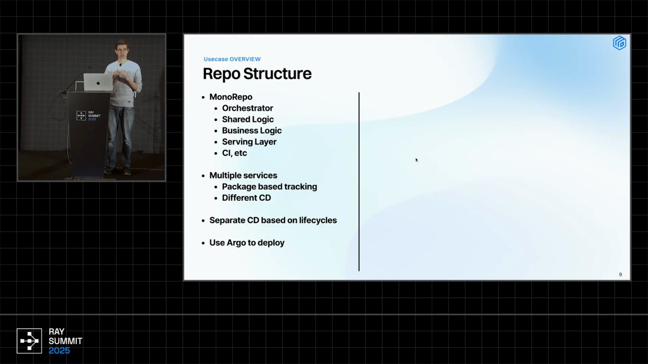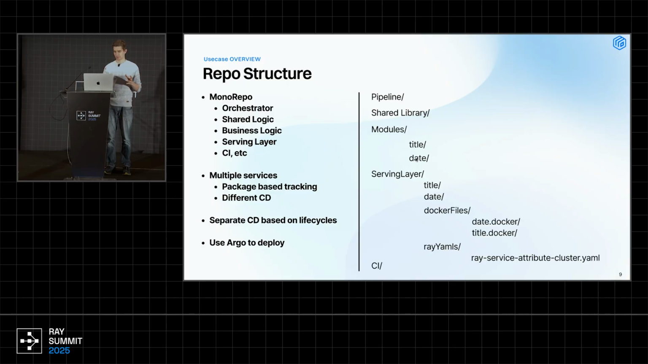We had some shared logic modules as well. We had specific modules dedicated to our orchestrator, so if we wanted to swap orchestrators for whatever reason, it'd be fairly easy. We had our serving layer with Ray, and then we had CI/CD and everything else. So this is roughly what it looks like. It's simplified a little bit. We had these different modules there.